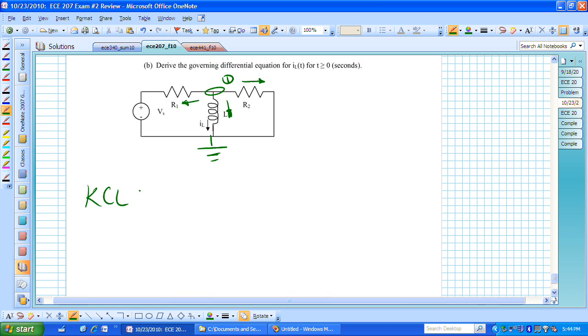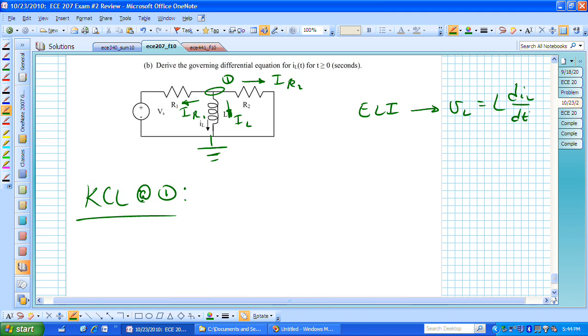Let's start doing that. Let's say we're going to write KCL at node number 1. Let's call this I sub R sub 1, let's call this I sub L, and let's call this I sub R sub 2. And remember from ELI that we have V sub L equal to L di sub L dt. When we have inductors present in our circuit and want to write equations concerning those inductors, we probably want to write those in terms of the inductor current.